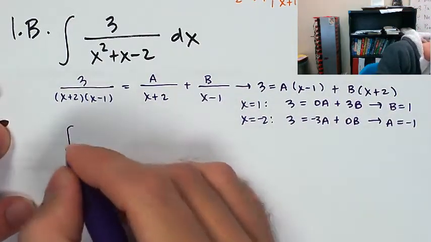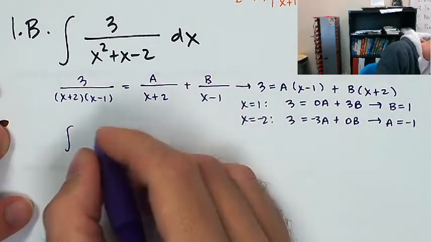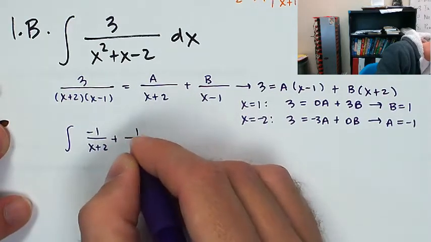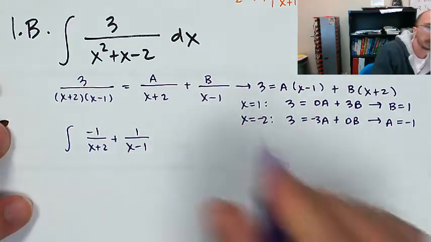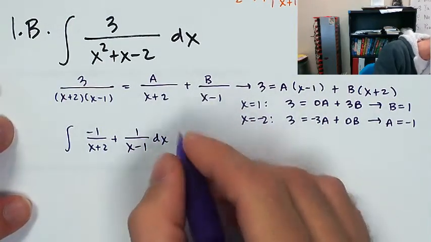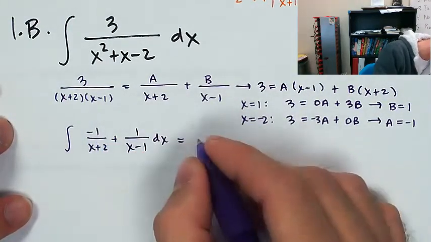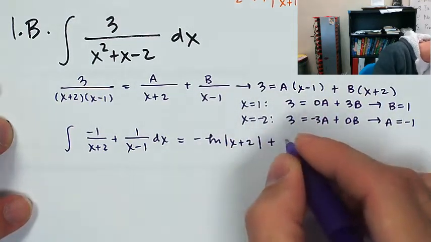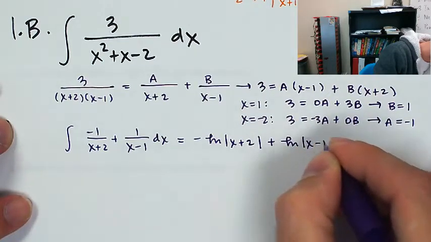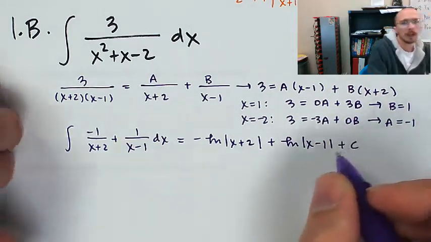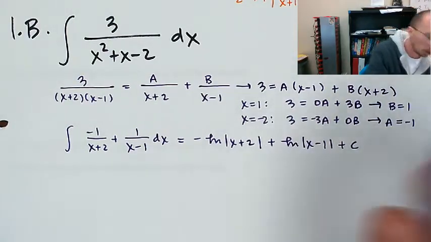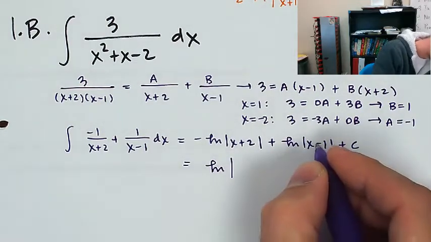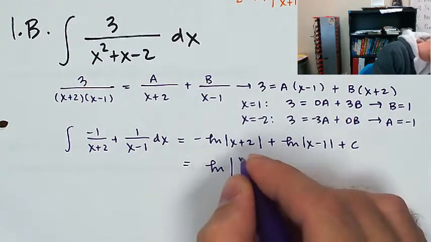And now I'm taking the integral of a over x plus 2 plus b over x minus 1, and that'll be something I'm able to do. That'll be negative 1 times the log of the absolute value of x plus 2, plus 1 times the log of the absolute value of x minus 1, plus c. But again, if I had to combine these into a single log, that would be the log of the absolute value of x minus 1 divided by x plus 2.